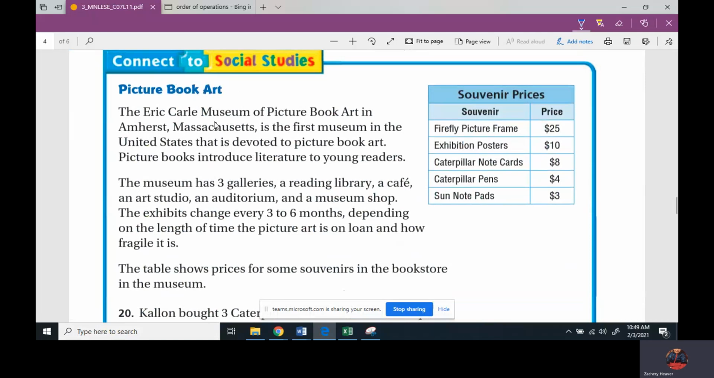So the Eric Carle Museum of Picture Book Art in Amherst, Massachusetts is the first museum in the United States that is devoted to picture book art. Picture book art introduces literature to young readers. So guys, your picture books are supposed to get you into reading. The museum has 3 galleries, a reading library, a cafe, an art studio, an auditorium, and a museum shop. The exhibits change every 3 to 6 months depending on the length of time the picture art is on loan and how fragile it is.